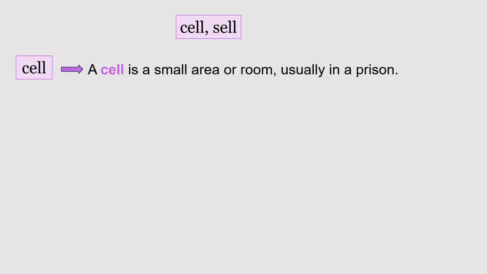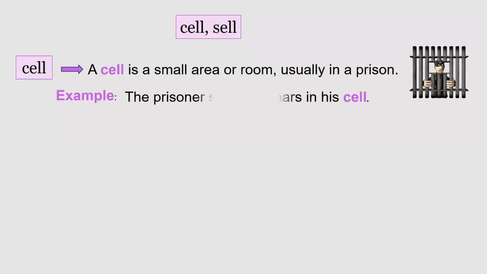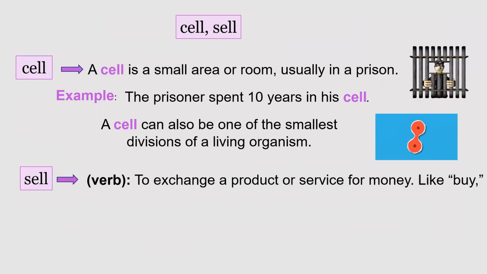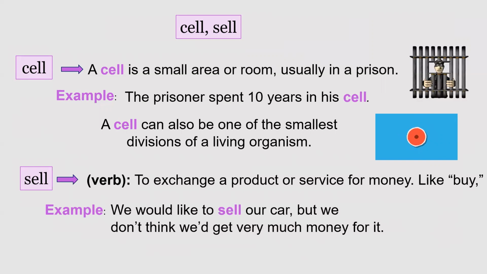Cell with C and sell with S. Cell with C. A cell is a small area or room, usually in a prison. Example, the prisoner spent 10 years in his cell. A cell can also be one of the smallest divisions of a living organism. Sell with S. It's a verb, it's to exchange a product or service for money, like buy. Example, we would like to sell our car, but we don't think we'd get very much money for it.